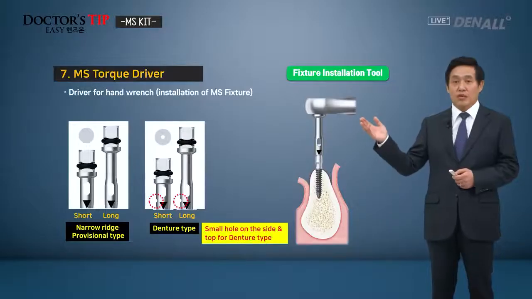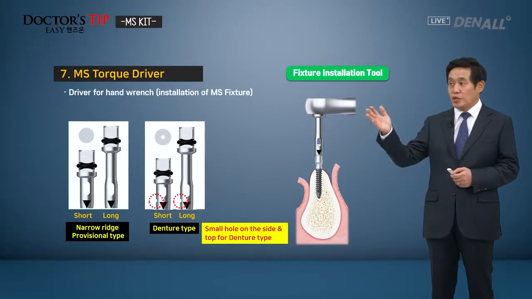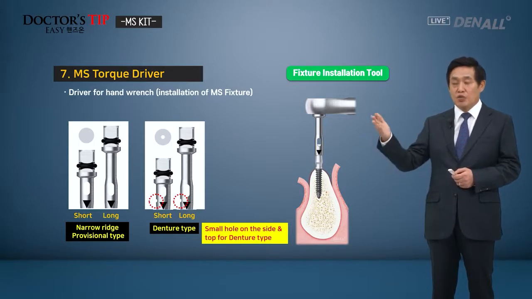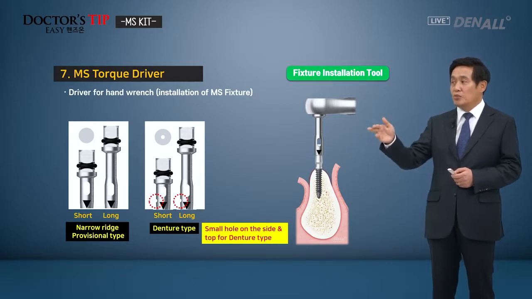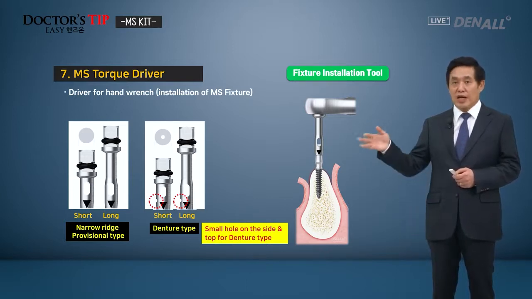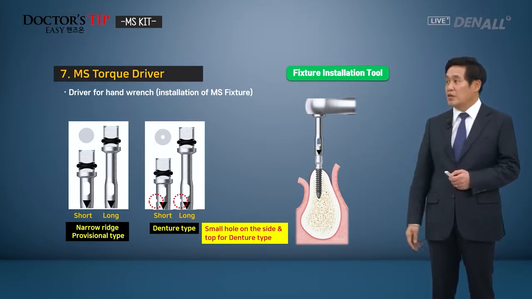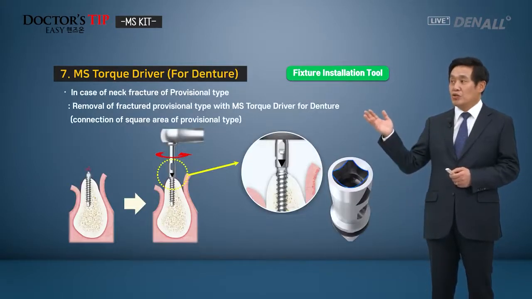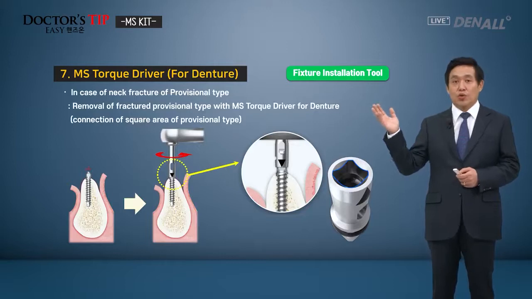Next is the torque driver. You have again short and long versions, and again the black triangle laser mark can be used for positioning. For the denture type, as before, on the side there is a small hole, so you can use that for reference. And then you can use it without getting confused. Next is the MS torque driver for denture.